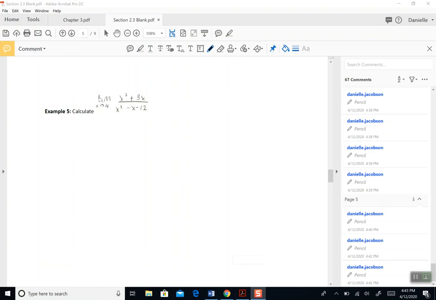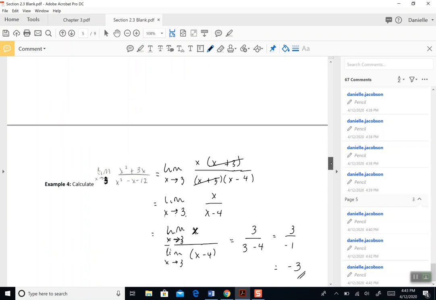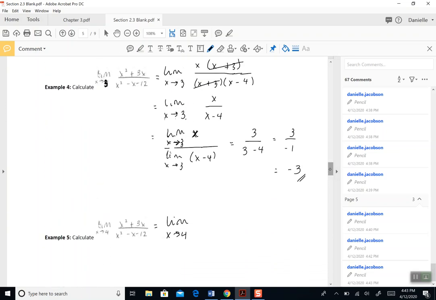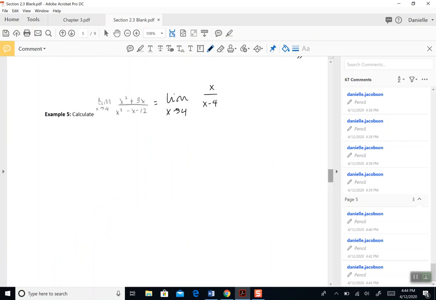This time we're going to use the same function that we had in example 4. That's the x squared plus 3x over x squared minus x minus 12. But we're going to look to see what happens as the limit as x approaches 4. Okay, so we'll start the same way and we'll simplify this. So we know from above that this is equivalent to the limit as x goes to 4 of, let's see, we had x over x minus 4 after we simplified above. Okay, so that was just algebra there. All right, now let's see what happens.